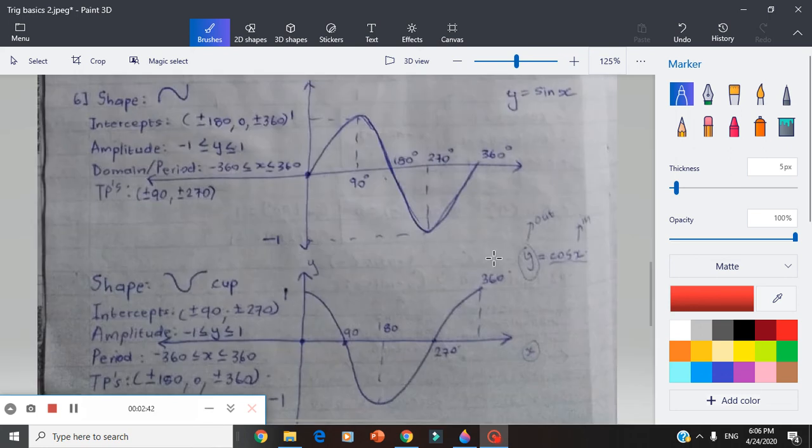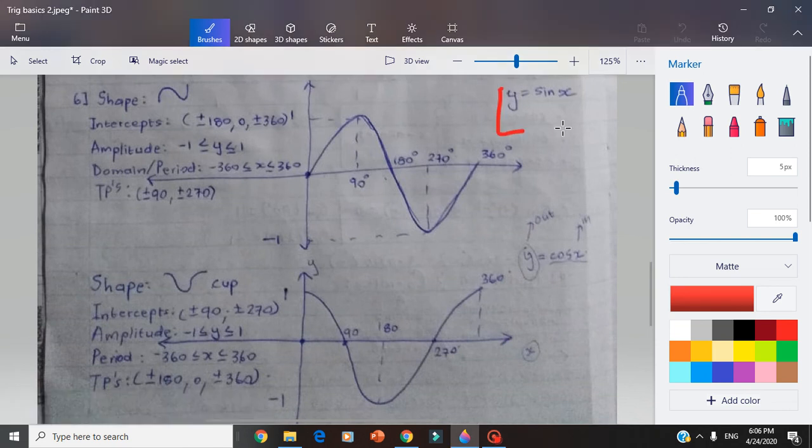Moving on to the next section, we're going to be dealing with trig graphs. The first graph we're going to be talking about is the sine graph. What you need to know about the sine graph is that it has a shape like an S, as you can see here in the top left. What's characteristic of this is that a sine graph intercepts at positive and negative 180, at 0, and positive and negative 360.